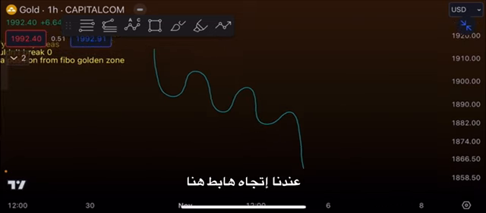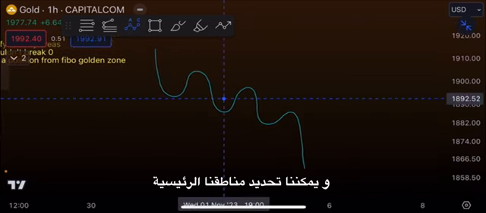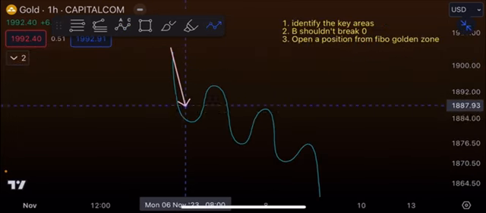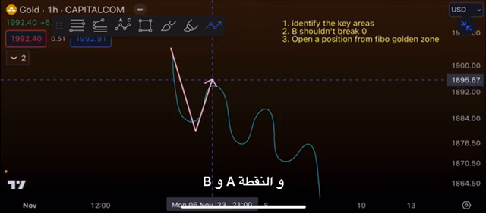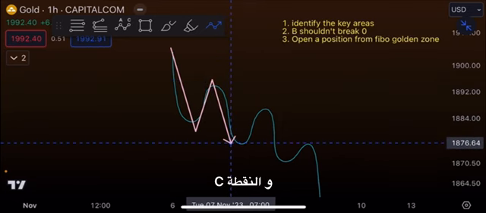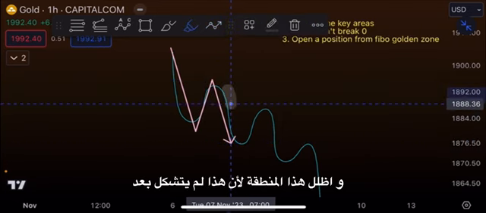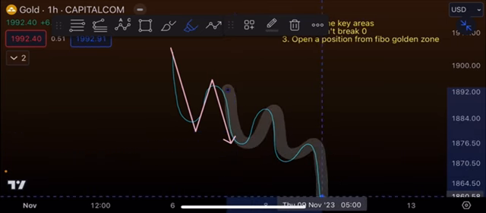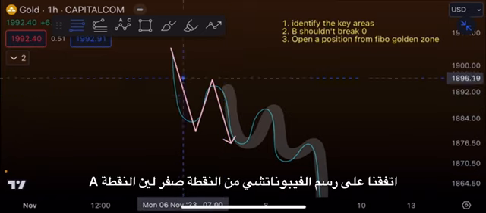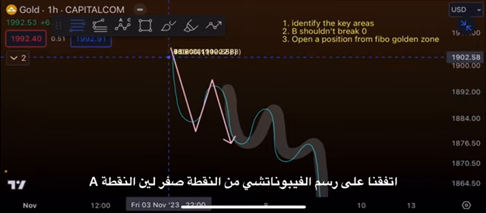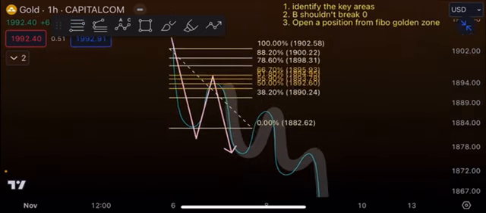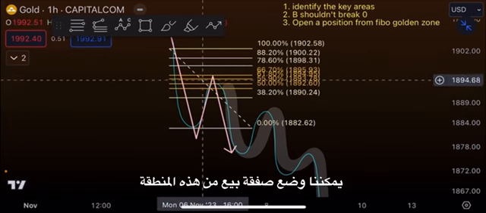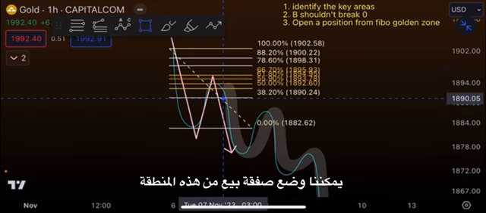We have a downtrend here, and we can identify our key areas. This is our point 0, A and B and C. And I'm shading this area because this is yet to be formed, okay? And we agreed we draw Fibo from point 0 to A. And we can see here price reached our golden zone, so we can place a sell position.